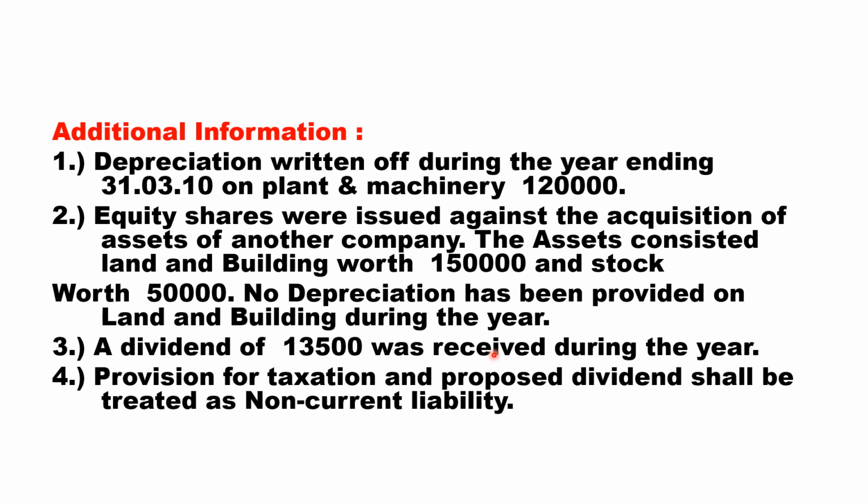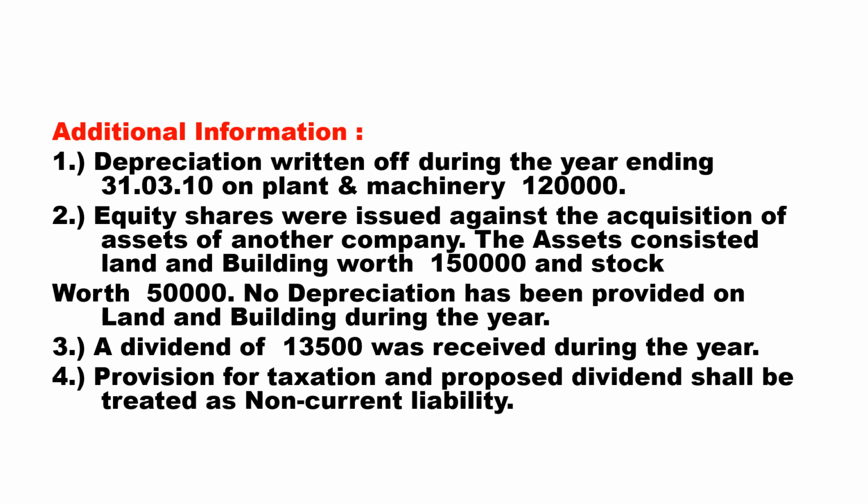I repeat, deduct in operating activity because it is non-operating income. Remove the minus, deduct in operating activity, add in finance activity. Provision for tax and proposed dividend shall be treated as non-current liability. So for provision for tax and proposed dividend, they specifically mention that it is non-current liability.